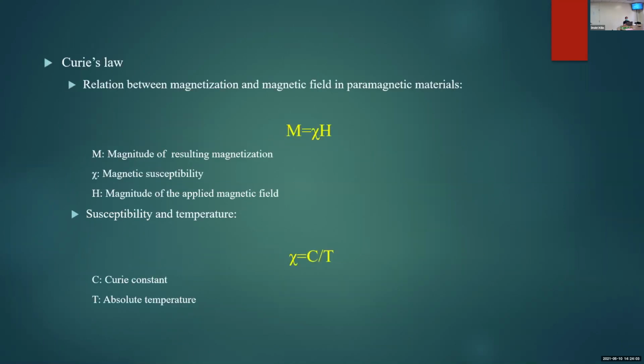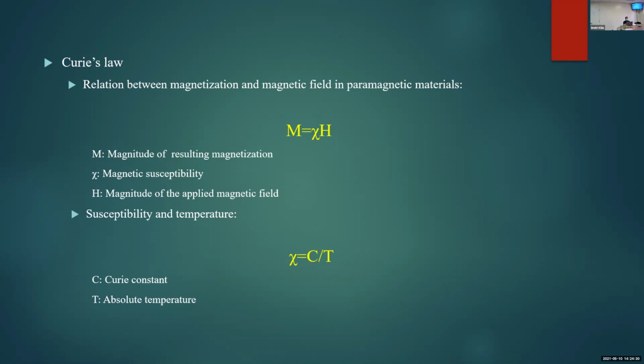So for paramagnetic materials, we have Curie's law. In many paramagnetic materials, regarding Curie's law, magnetization is proportional to an applied magnetic field, which is shown by a linear function here. M is the magnitude of the resulting magnetization, and H is the magnitude of the applied magnetic field.